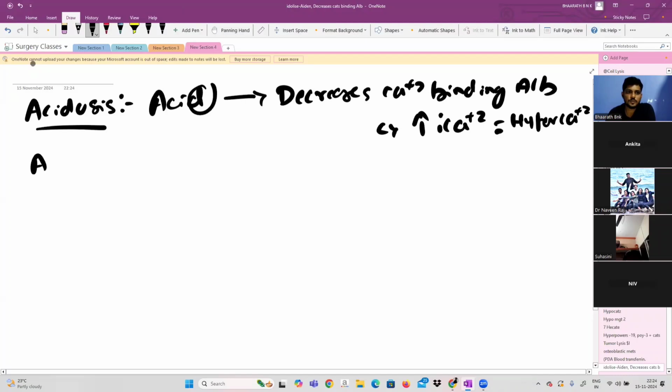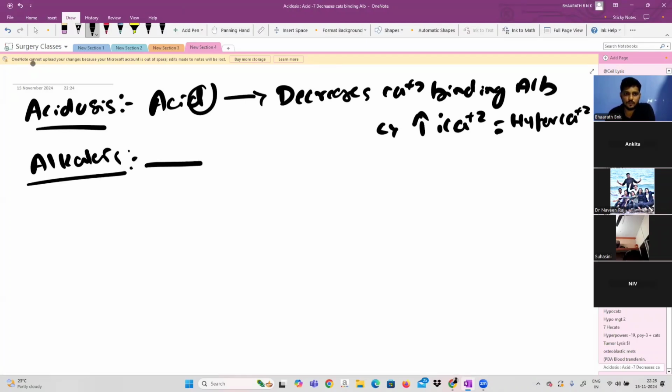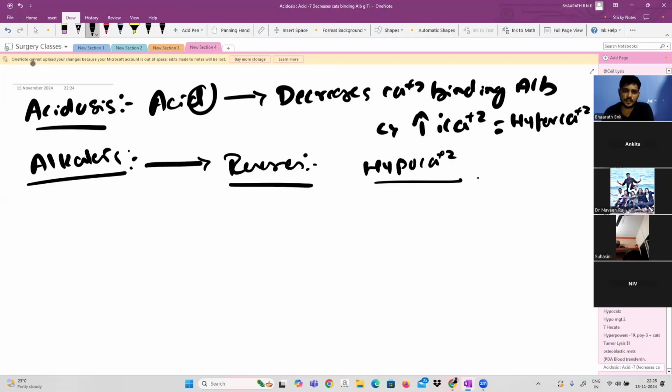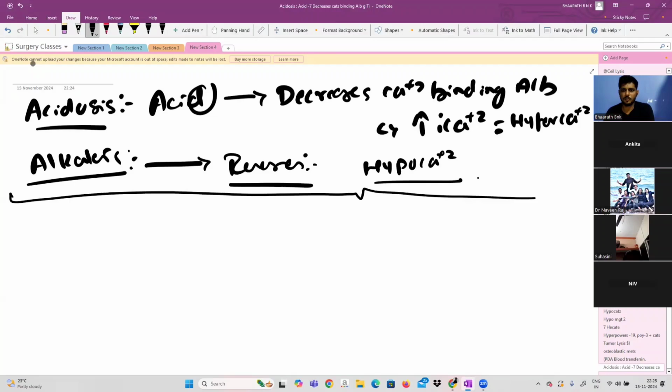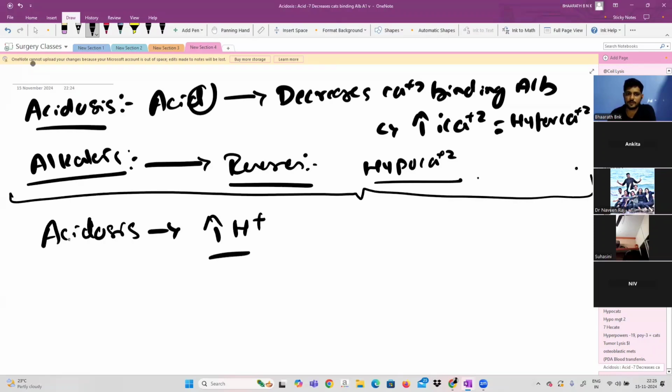But alkalosis is what is reverse, right? Where there is hypocalcemia. Now, this is a way to remember that acid decreases, D for decreases, but I don't believe in mnemonics. Understanding would help you remember better. So whenever there is acidosis, what does it mean? Acidosis means there is increased H plus ion in the extracellular fluid.